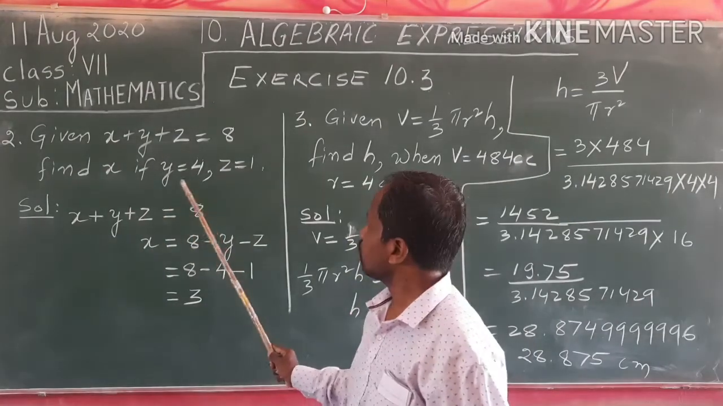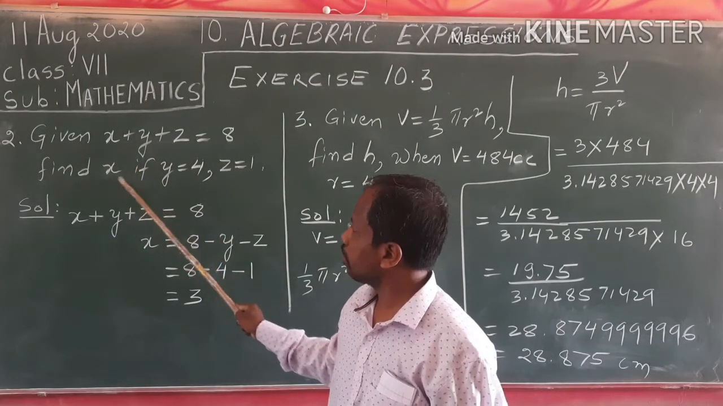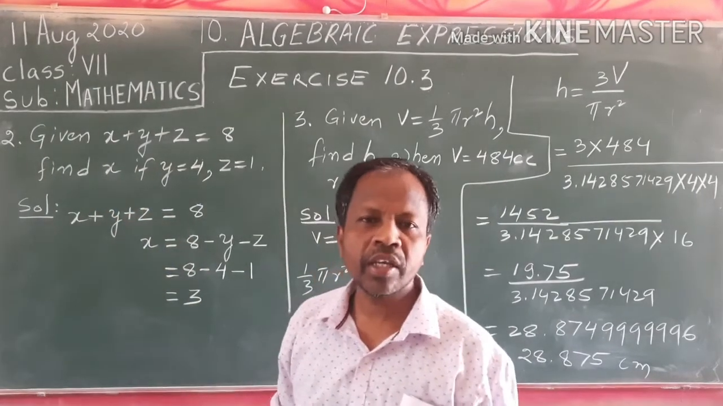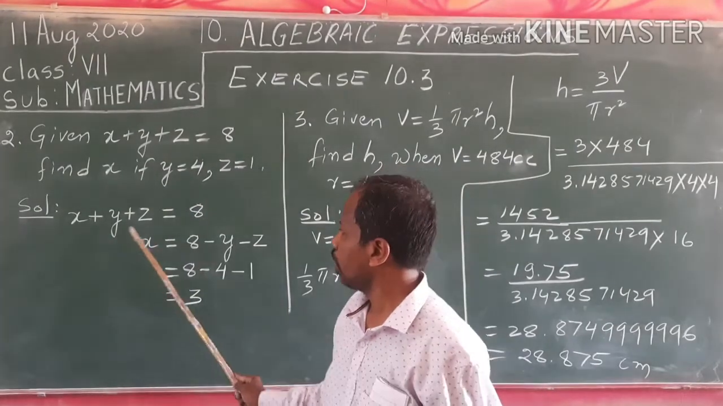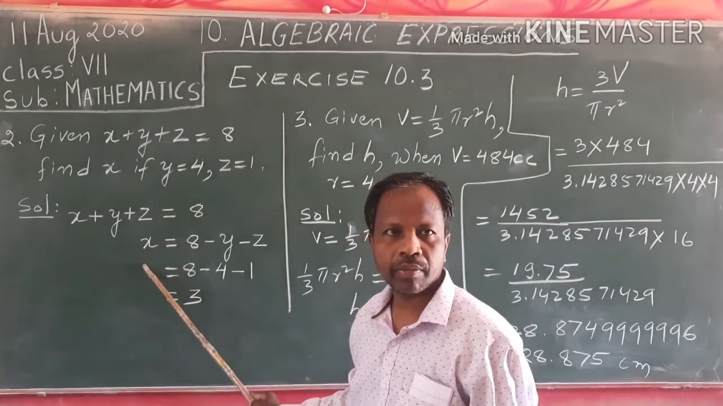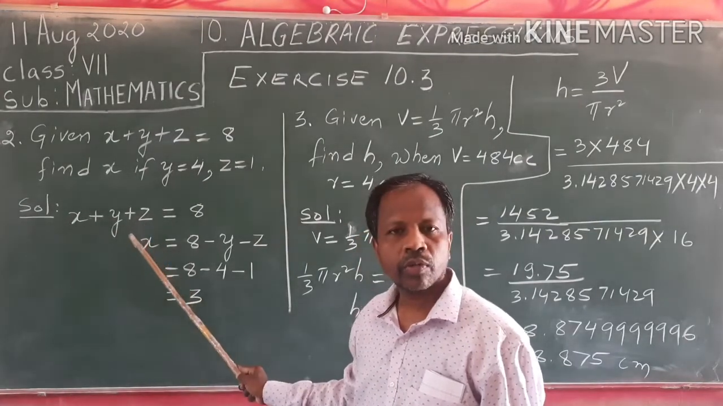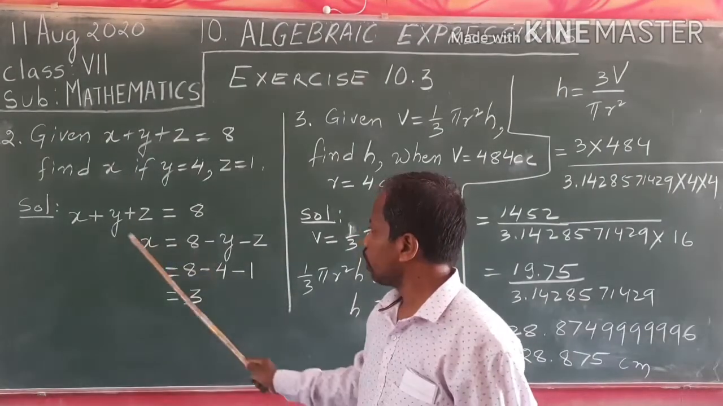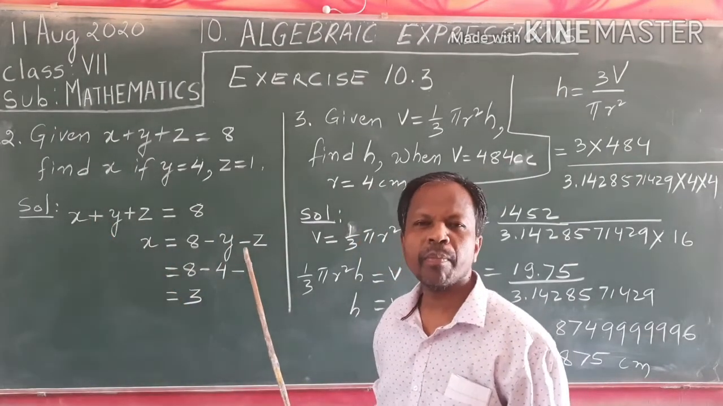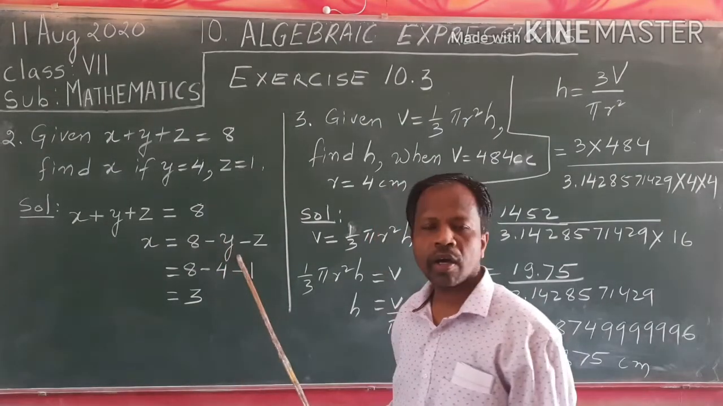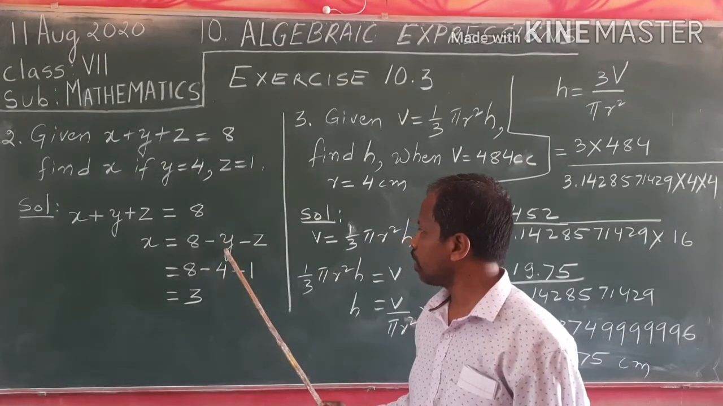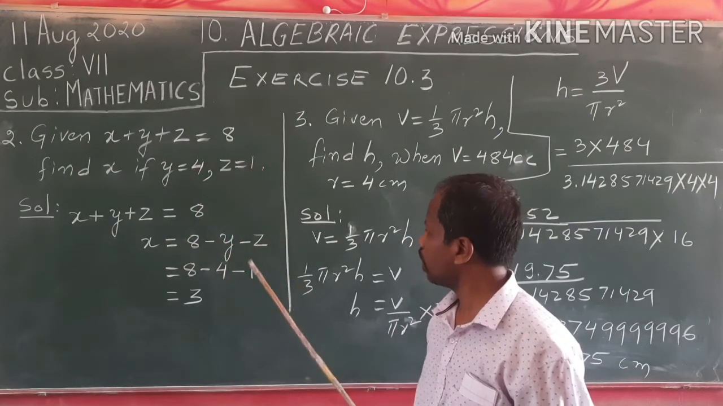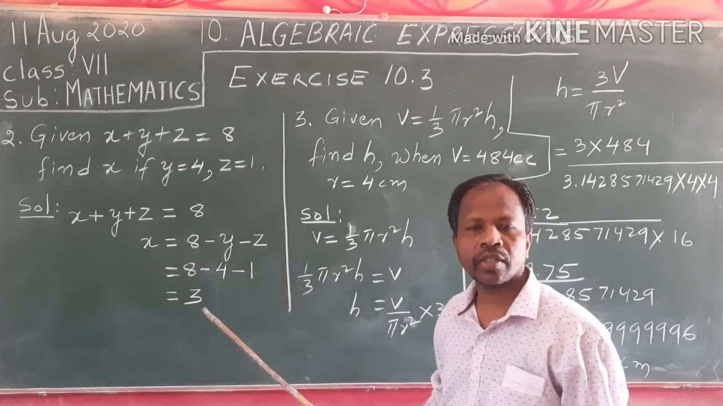Now the question says we have to keep x as a subject. You know, the subject is the main variable. So here we have to make x the main variable. So all this goes toward the left. When it is plus, this side will become minus. So 8 minus y minus z, and on substituting the value of y as 4 and z as 1, on solving we get 3.